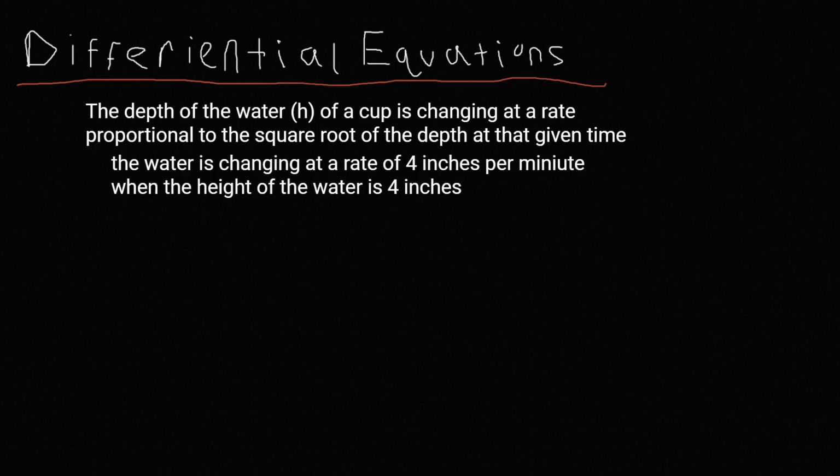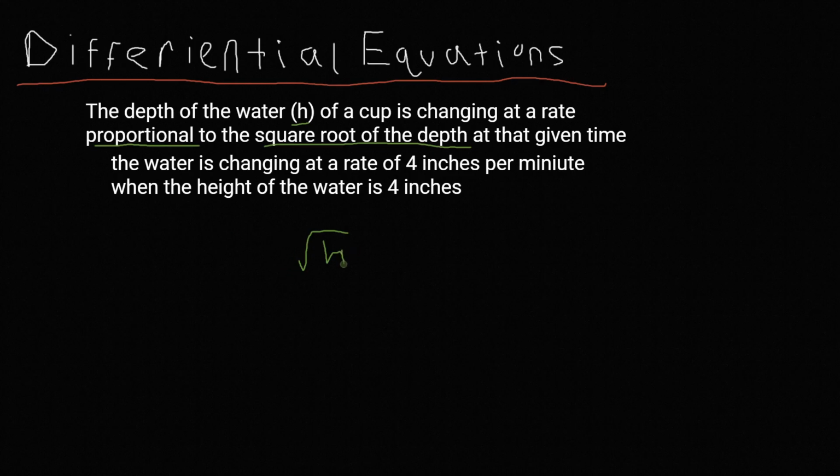Alright, so we're going to do some very basic integration. We're not even going to do integration, we're just going to write out this differential equation. So we have the depth of the water h is changing at a rate proportional to the square root of the depth given at that time. So the square root of the depth, which is h. So we already know we're going to have a square root of the depth, which is h, and then it's going to be proportional to that.